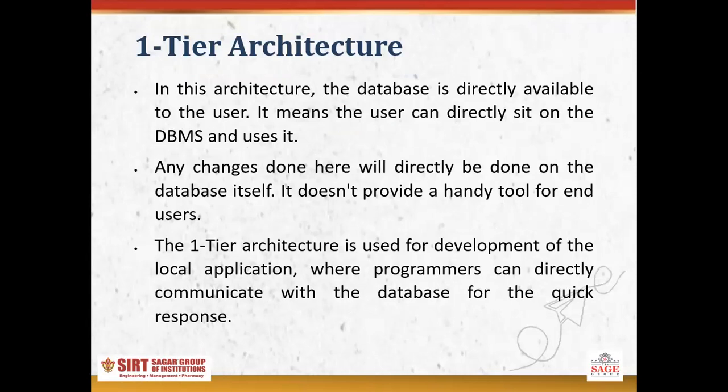In this architecture, basically the database is directly available to the user. It means that the user can directly sit on the DBMS and use it. Any changes that are done will be directly done on the database itself. It doesn't provide a handy tool for the end user. Tier 1 architecture is used for the development of local applications where programmers can directly communicate with the database for a quick response.